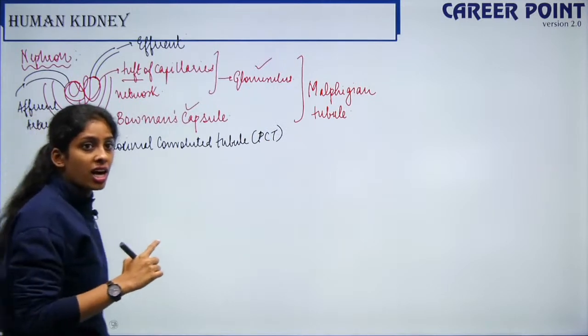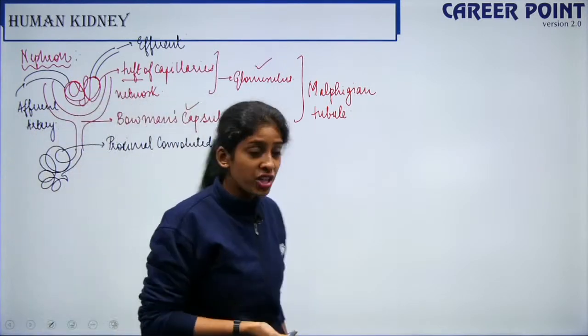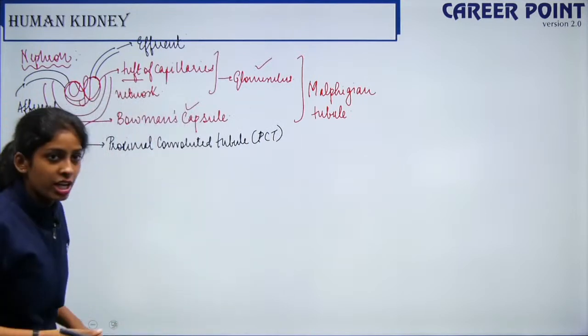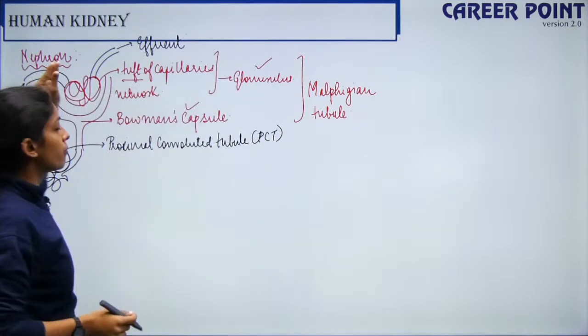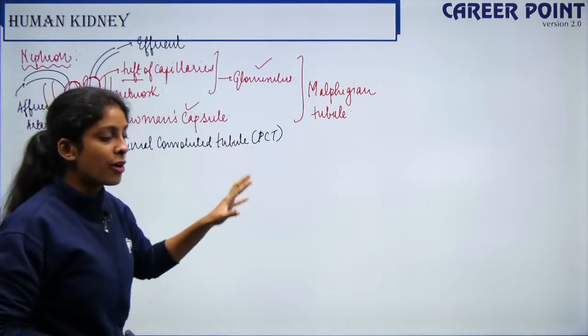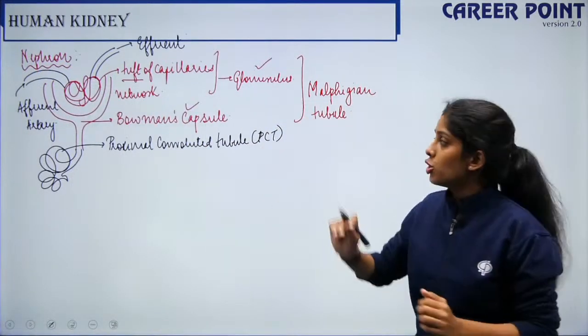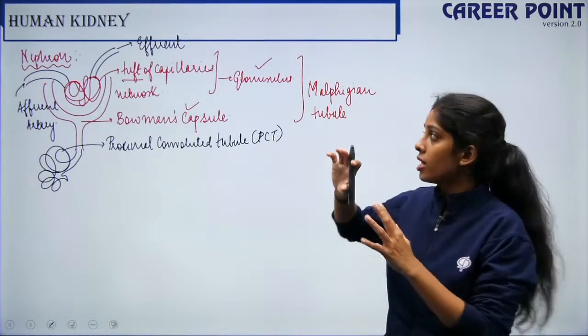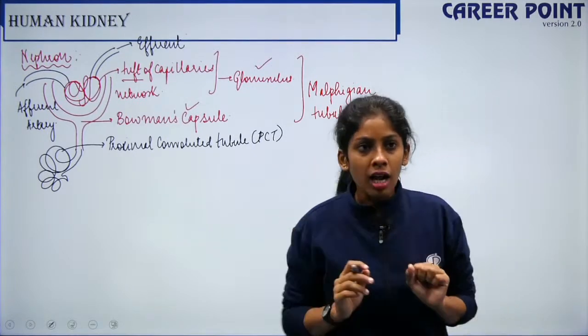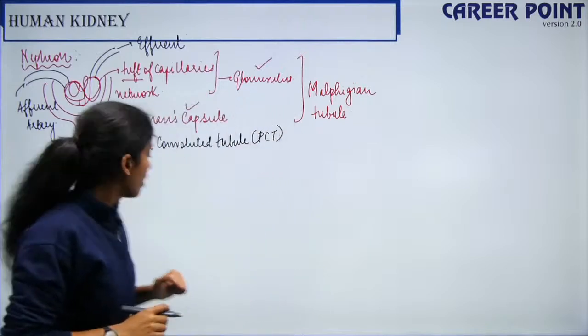It is the afferent artery, not afferent atria. The afferent artery comes from the heart. Of the amount of blood pumped by the heart, one fifth comes to the kidney. So the afferent artery comes from the heart to the kidney.